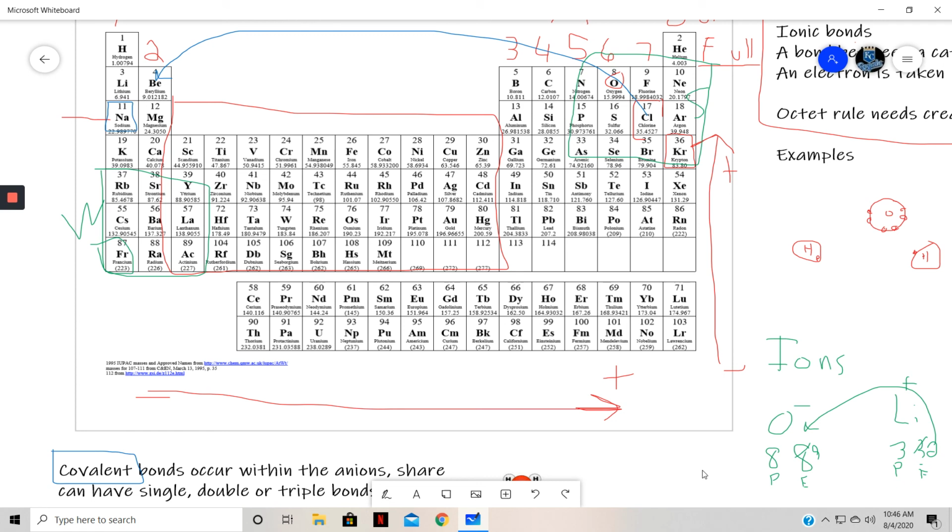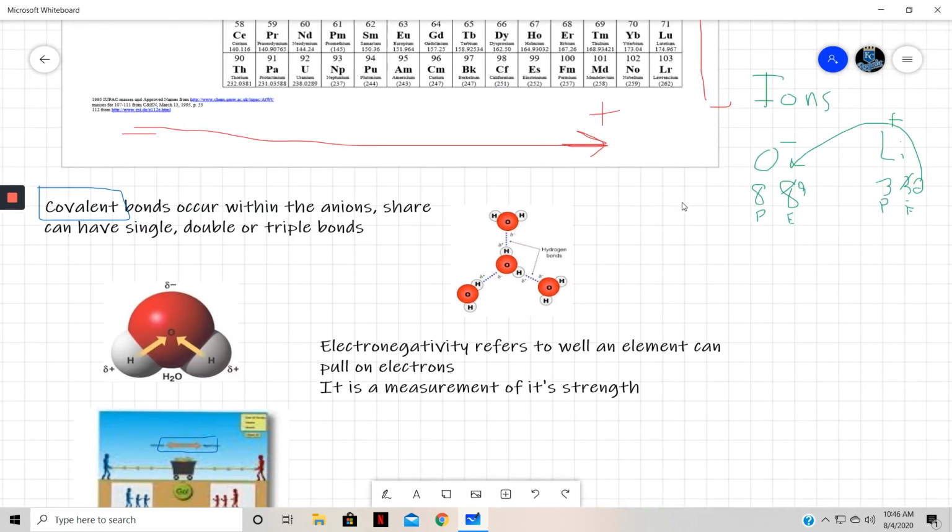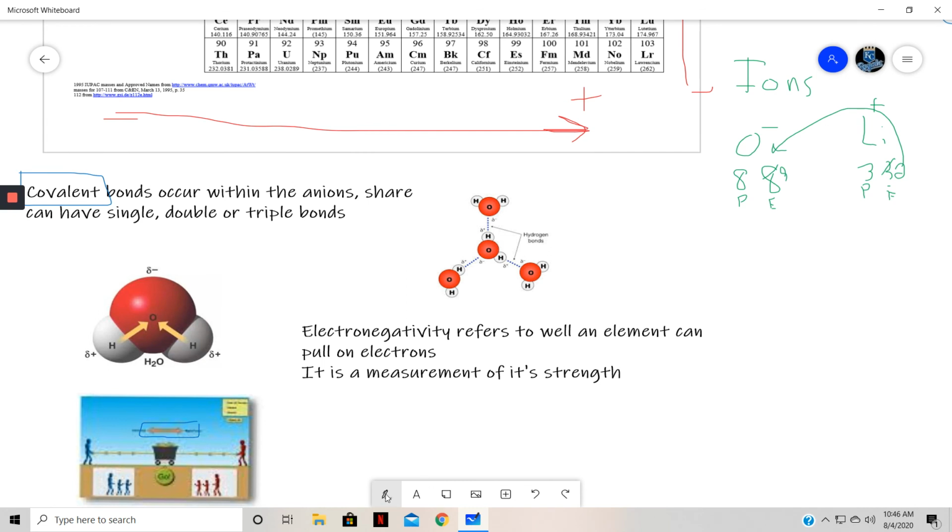So let me go back up here where I got some room, and we'll draw that just so it makes more sense. So if I've got an oxygen and another oxygen, okay, and we know they've got 6. And then 6 over here.